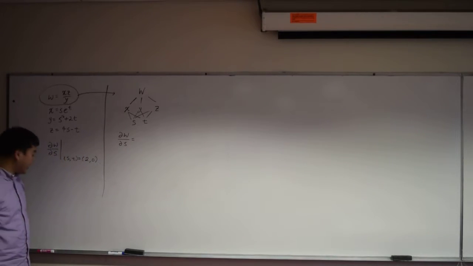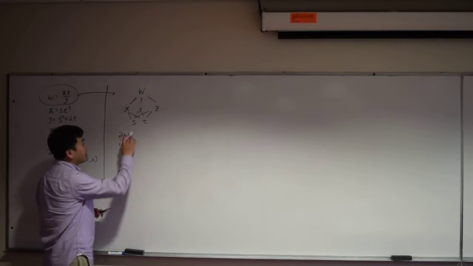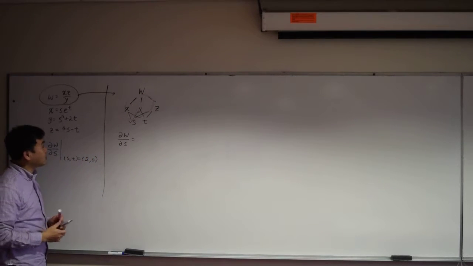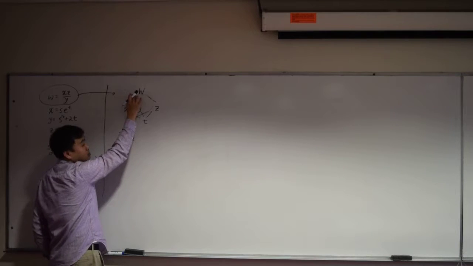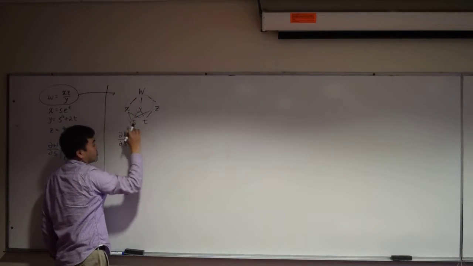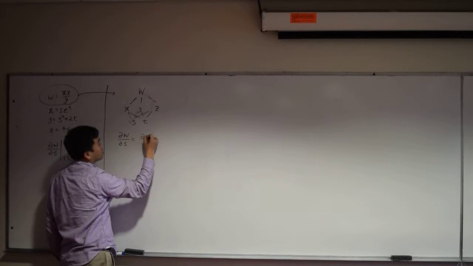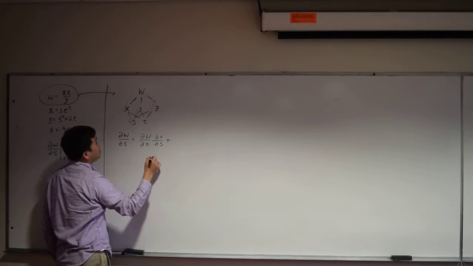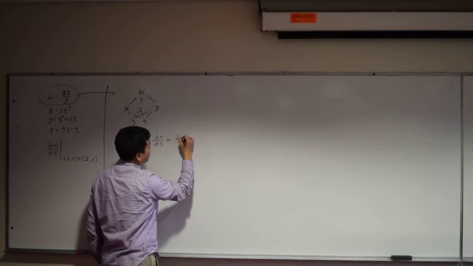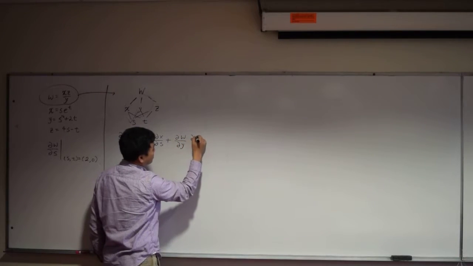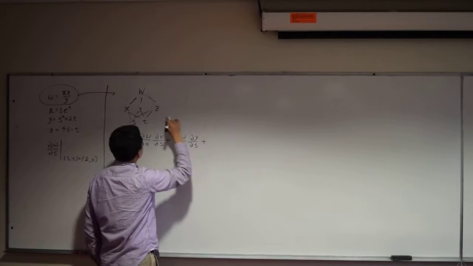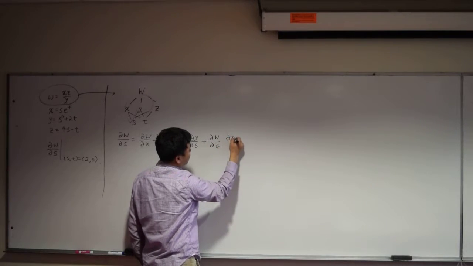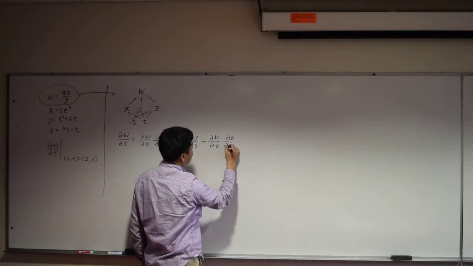Okay, can you see the three paths going from s to w? So let's write down the chain rule for each individual path. w, x, s: so you write ∂w/∂x times ∂x/∂s. w, y, s: so that must be ∂w/∂y times ∂y/∂s. w, z, s: so ∂w/∂z times ∂z/∂s.